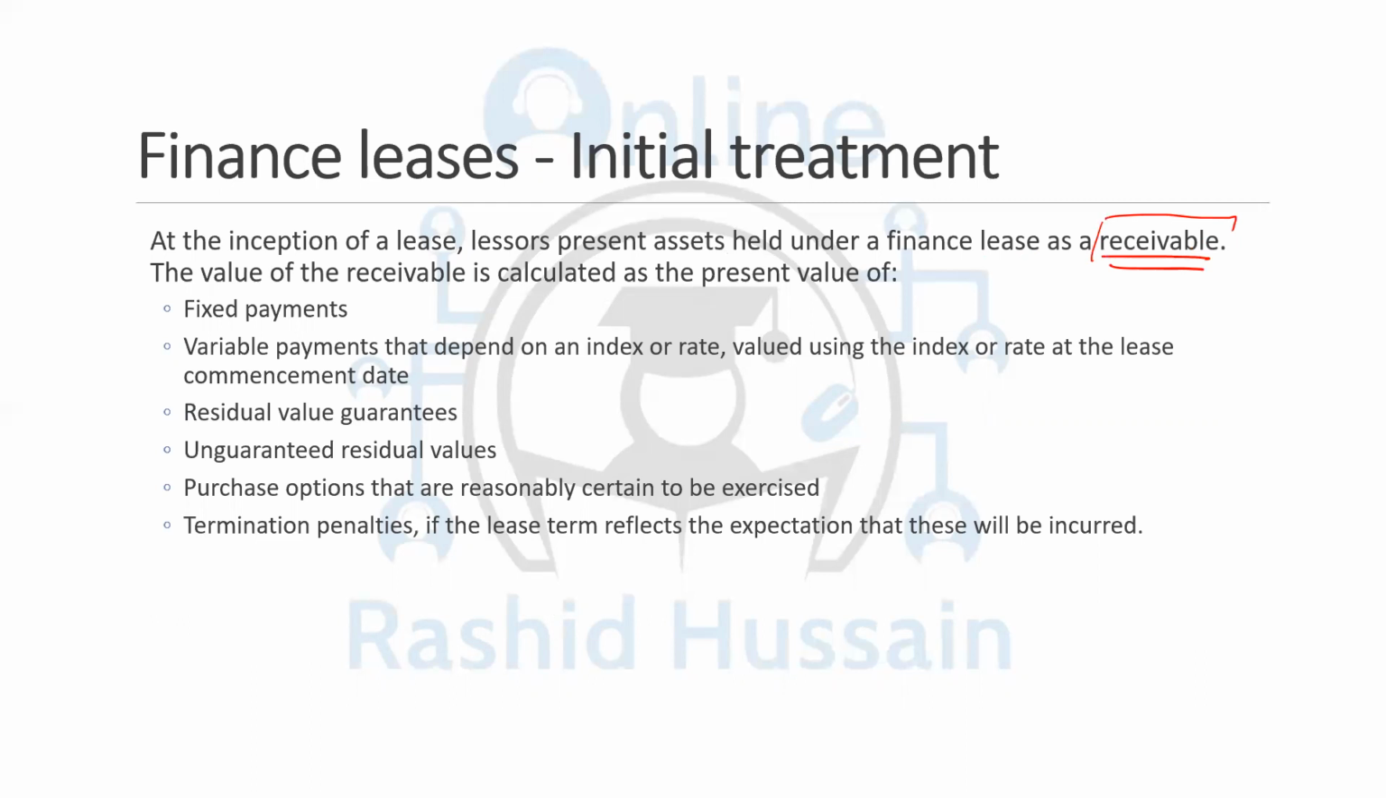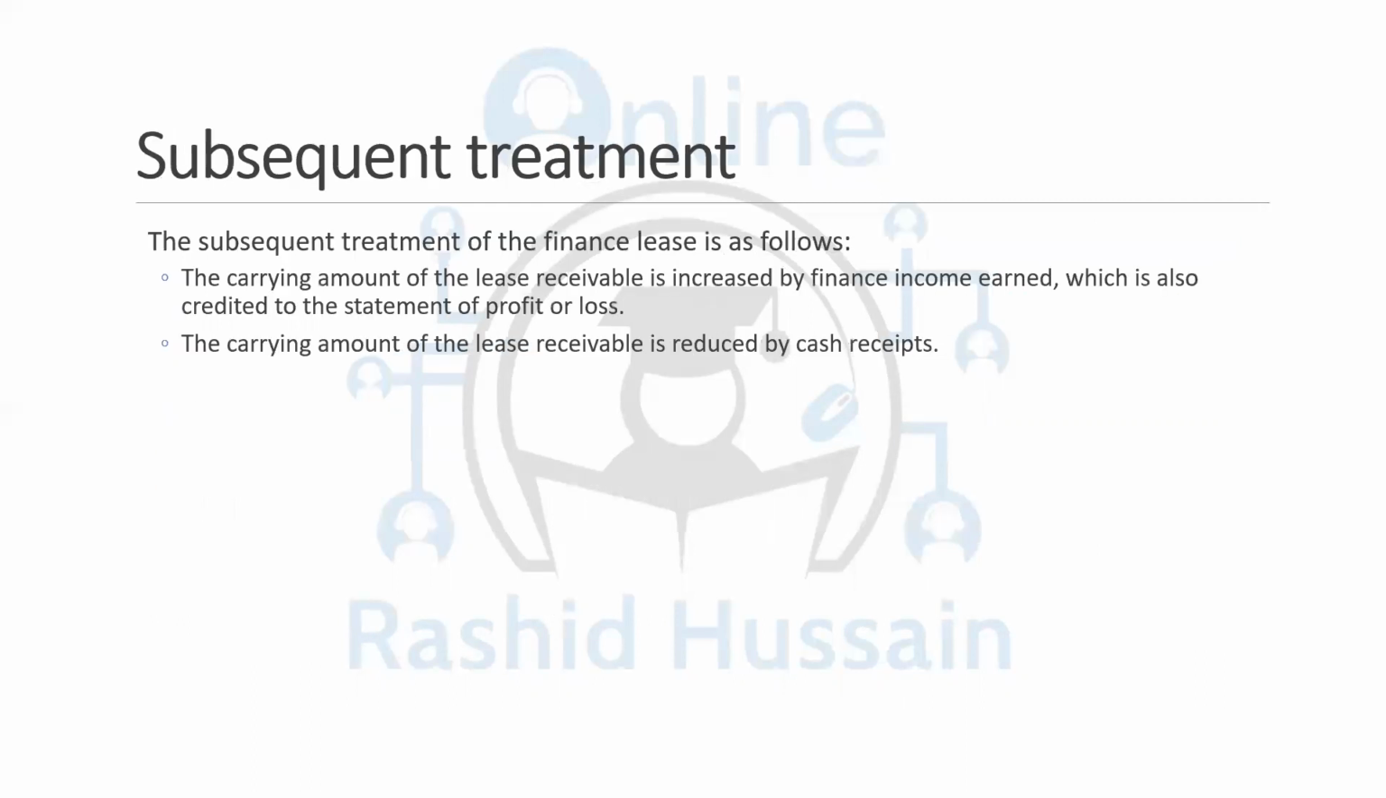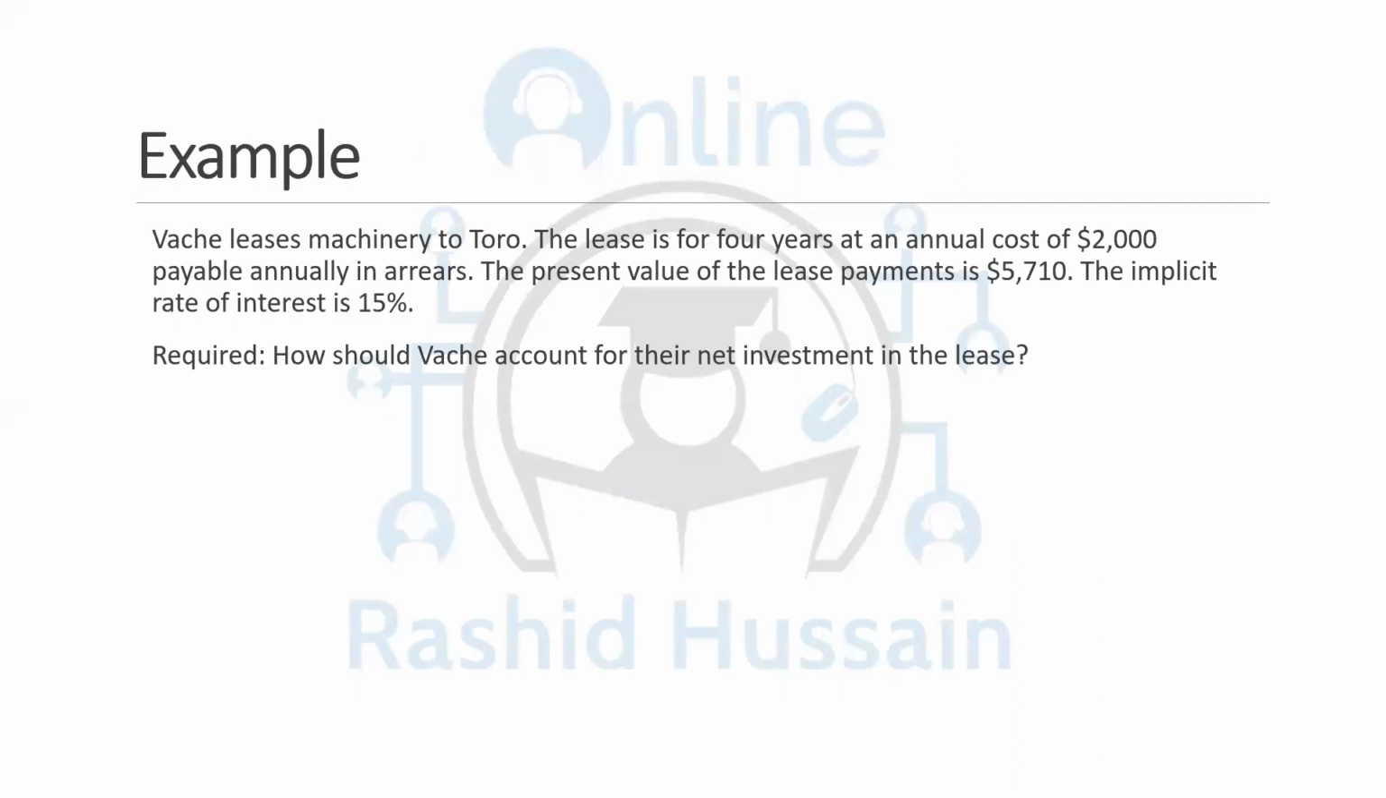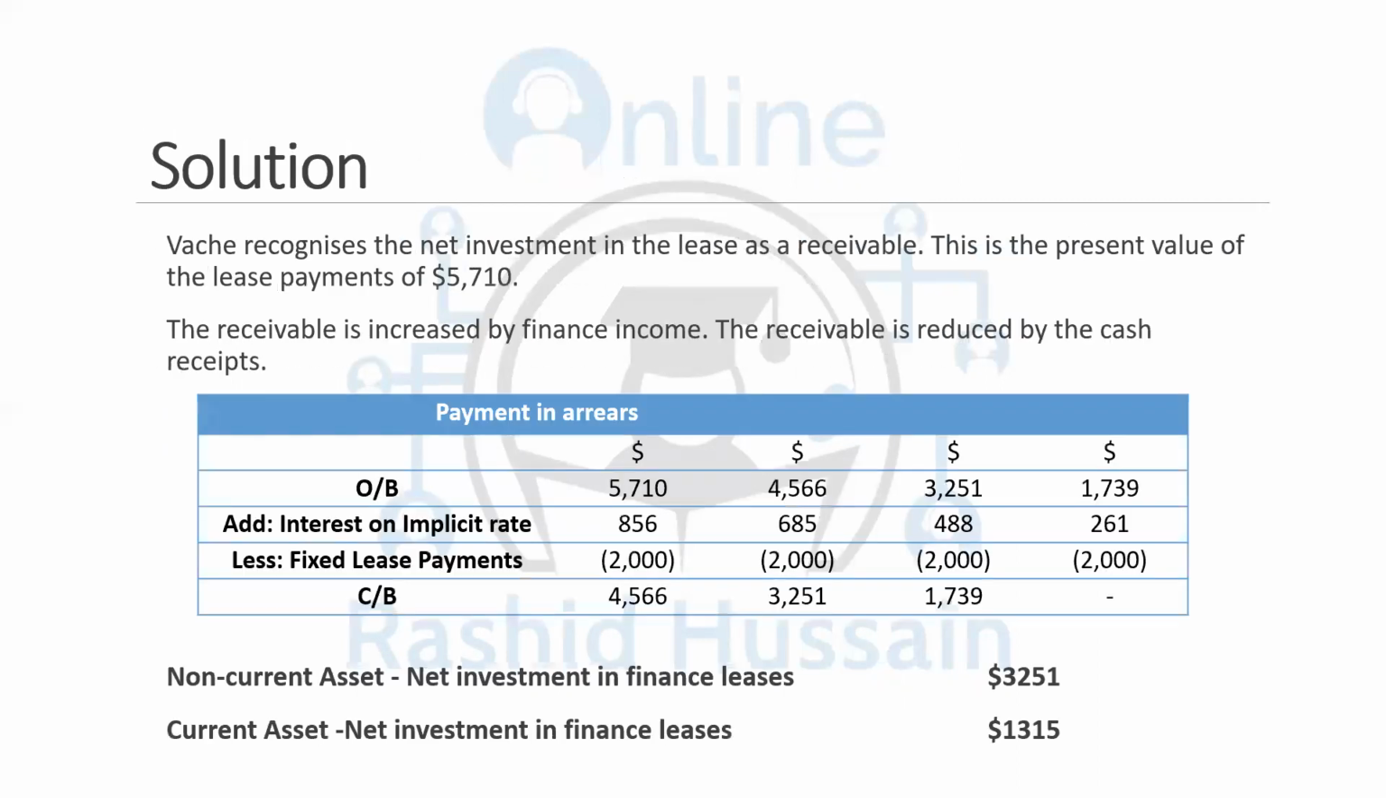And again, the same thing. The payment which they're supposed to get within 12 months should be recorded as the current asset. The payment they will be getting after 12 months should be recorded as a non-current asset. So it works the same.